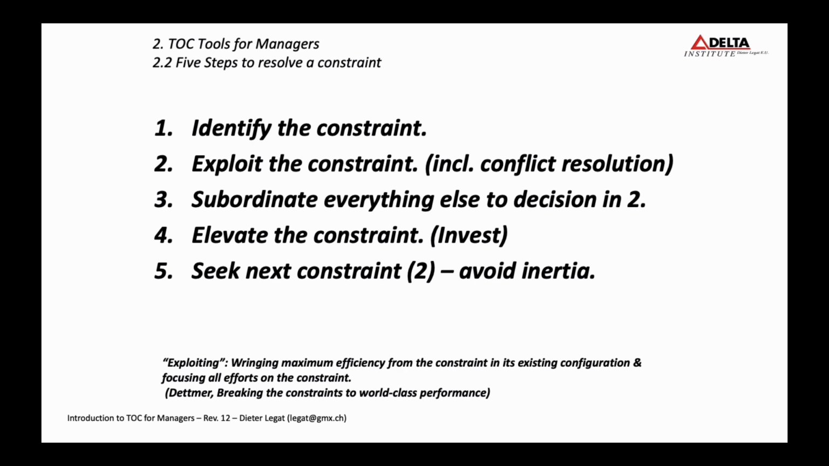Goldratt very brilliantly identified that constraints often cannot even be found as long as differing assumptions keep managers apart from each other. This is what actually a conflict is. Different assumptions how to achieve a goal. To learn more about this, if that's of interest to you, there is a beautiful tool called the conflict resolution diagram, which you find in the Goldratt literature.